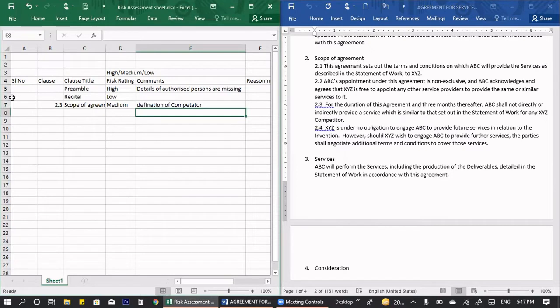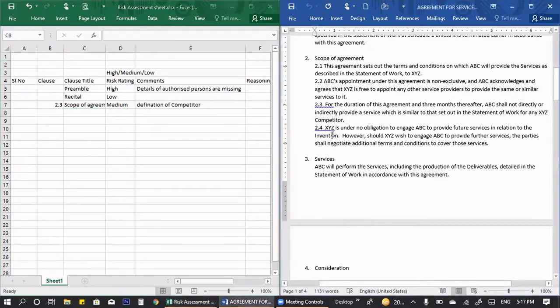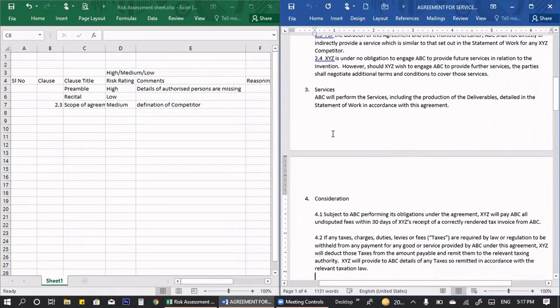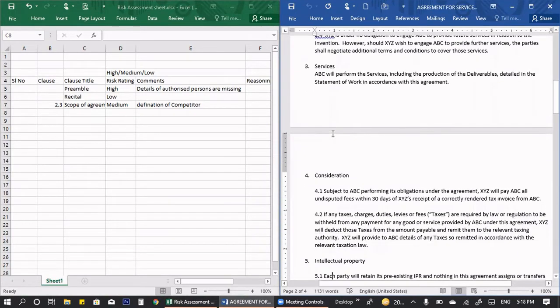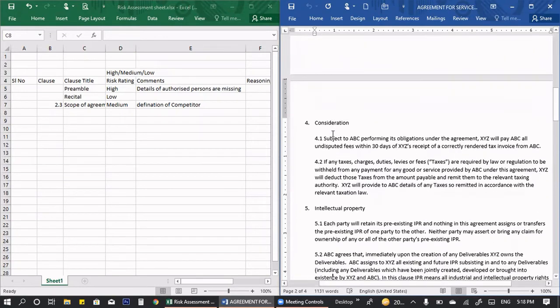Okay, so here I'll be needing the definition of the term competitor, who is a competitor and who should be assigned as the competitor. And next, XYZ furnish services. Okay, so next is clause 3, services. ABC will perform the services including production of deliverables detailed in the statement of work. Okay, so again, it is dependent on the statement of work.